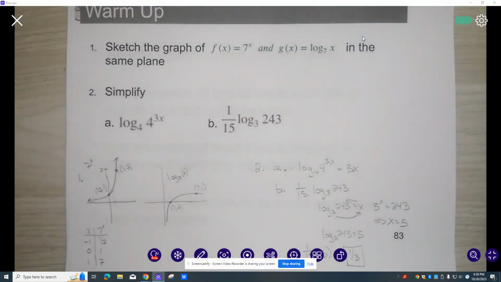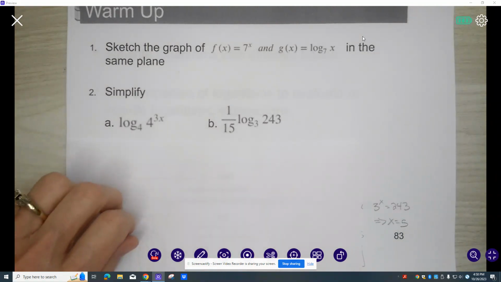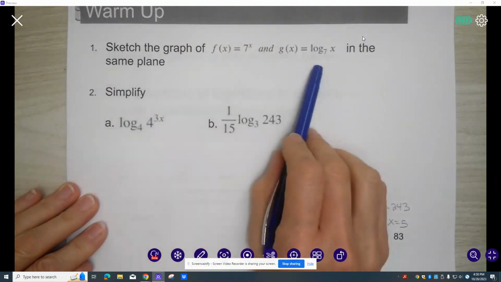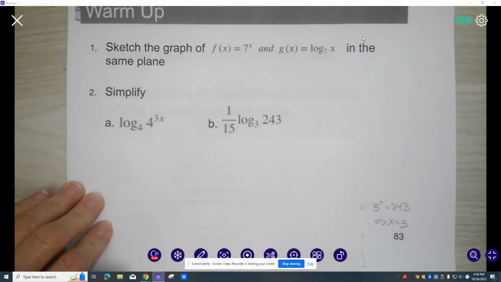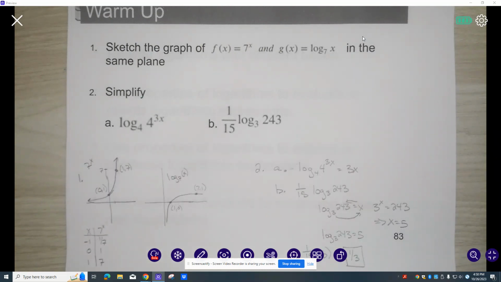All right, so it starts with a warm-up, which I actually planned on covering up. I would say pause the video, write these two in your notes, and try them. Here's number one. Sketch these graphs, and then try simplifying these. Pause the video and do that, and then start the video back up and check your answers.